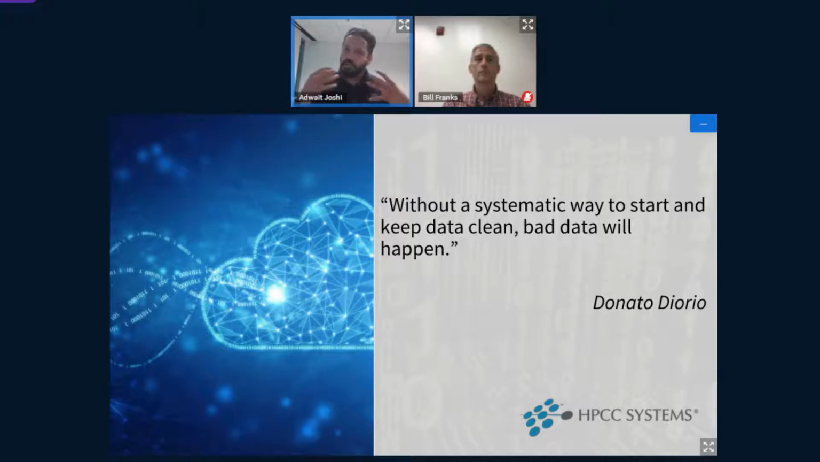So again, you guys know that HPCC provides you with a very unique way to do all the ETL within the same platform, do all of your data science and algorithms within the same platform, and then export the data out. So it's a very important thing to know.